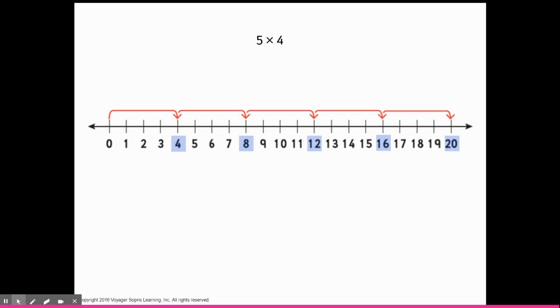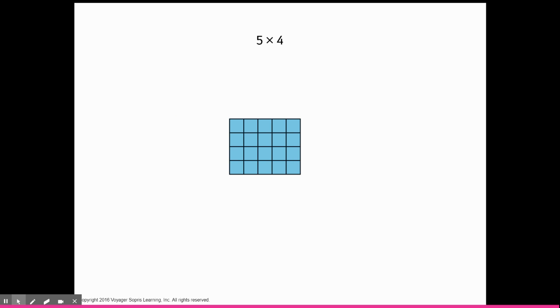Another model we can use to solve 4 times 5 is called an area model. It shows a rectangle that's made up of different units. The length of the rectangle is 5 units across, and the height, or the width, is 4 units, 1, 2, 3, 4. The area of the rectangle is 5 times 4 and equals 20 square units.